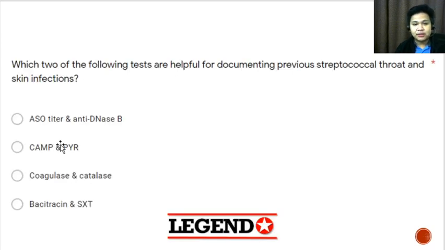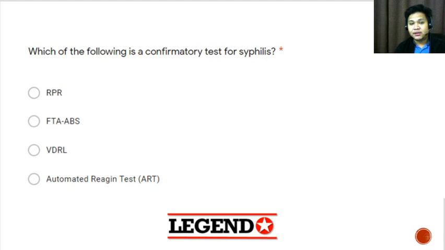So this is the question again. Which two of the following tests are helpful for documenting previous streptococcal throat and skin infections? The answer would of course be letter A, titer and Anti-DNAse B. In our next video, we will be discussing the serology of syphilis. And if you want to know the answer to this question, please watch our next video.